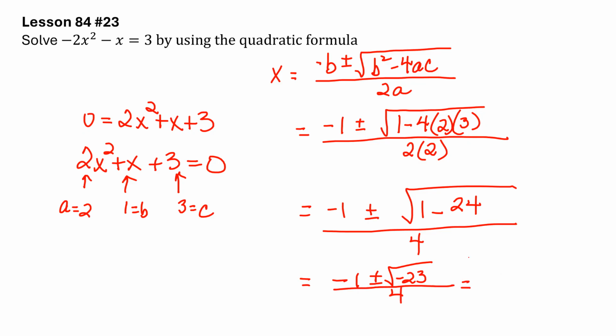So in the next step, I am going to use Euler's notation so that I will have the correct notation for the square root of a negative number. I'm going to separate into the real part and the imaginary part. So I'm going to have negative 1/4 plus or minus the square root of 23 over 4i.